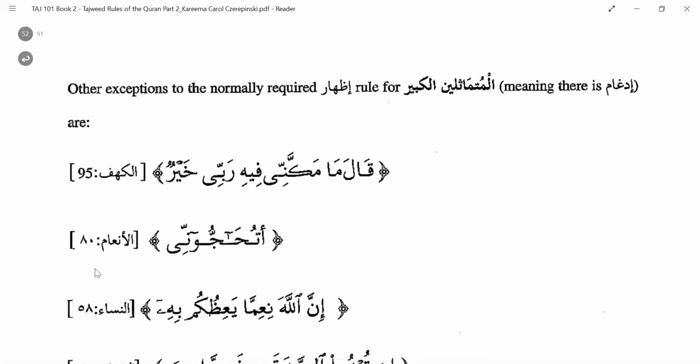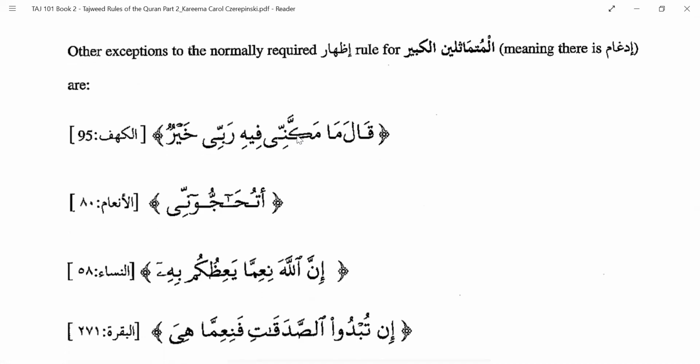The other exceptions to the normal required izhar for mutamathilain kabir are these, which are below. That means here you will not do izhar. Generally, what would you have done when two letters are exactly the same with haraka? You will do izhar. But here you have to do idgham. One example is Suratul Kahf, ayah number 95: قال ما مكني فيه ربي خير.